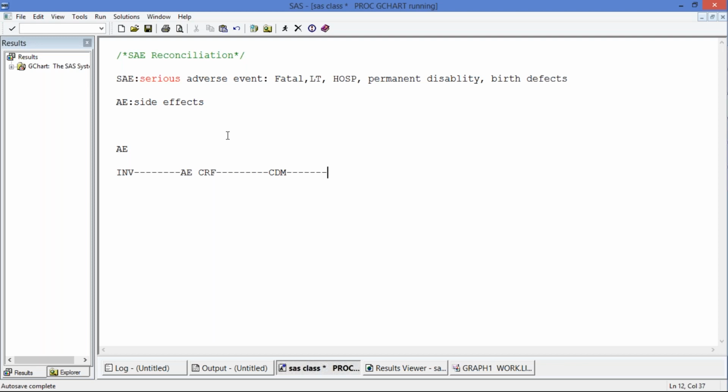So CDM will receive these CRFs, and CDM will enter this data into their databases. They will maintain the databases. At the same time, simultaneously, parallelly, the investigator has to fill the safety reporting forms.